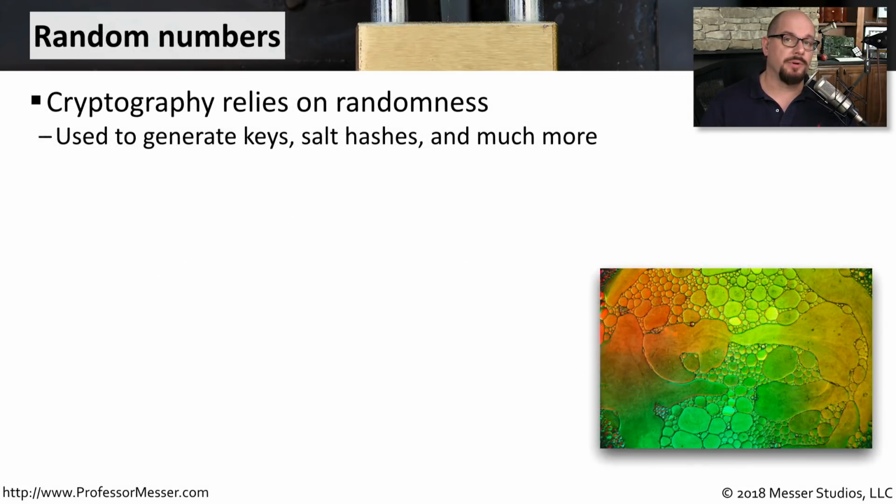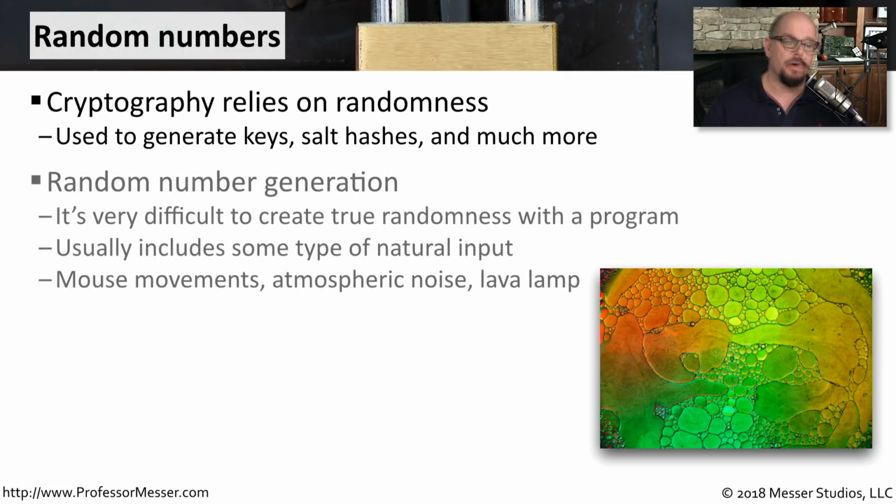We use random numbers extensively in cryptography. For example, we use randomization when we are generating keys, and we use random numbers when we're creating salt for hashes. One of the challenges with creating random numbers with a machine is that they're not truly random. They're machine generated. Sometimes we'll include some type of natural input to help provide more randomization. For example, the PGP key generation process asks you to move your mouse around for a few seconds, and it uses that randomization as part of the key generation process.